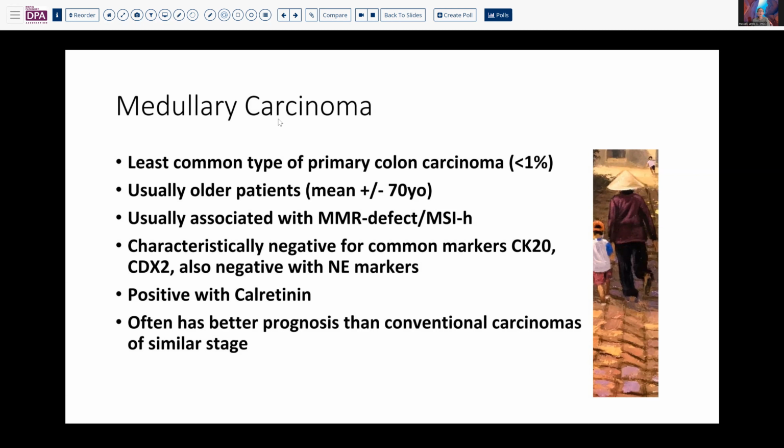And we've mentioned the immunohistochemistry, that they're very frequently negative for CK20 and CDX2. They're also negative for neuroendocrine markers, which can be seen and could be in the differential, negative for CD45, of course, and positive with calretinin. Now, of note, even though this is a very undifferentiated looking high-grade carcinoma, these patients often have a better prognosis than conventional carcinomas of similar stage. And that may well be related to the mismatch repair defect, that these are more susceptible to treatment. Certainly that opens up various immunomodulatory or checkpoint inhibitor treatments for them as well, and that may improve their prognosis.